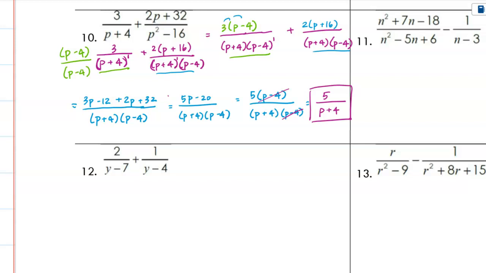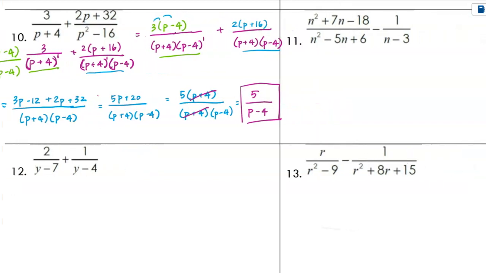How did they end up with? Oh, it's a plus. I made a mistake. Oh, I caught you there. Almost somebody got it. Yeah, this is supposed to be a plus, guys. Yeah, I'm tired. Sorry about that. So what simplifies is p plus 4. So I have 5 over p minus 4. And that's my final answer. Okay? Good job.